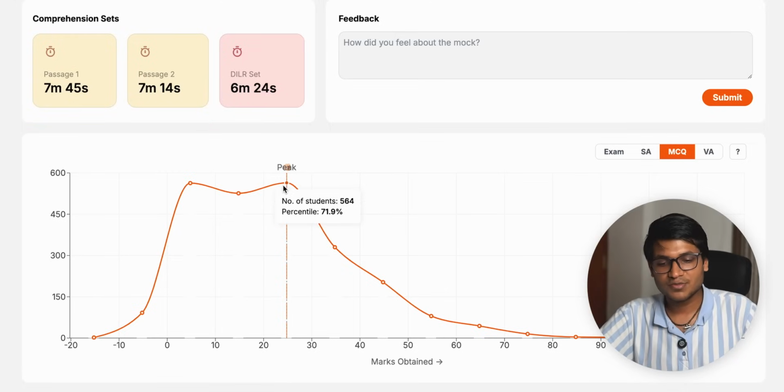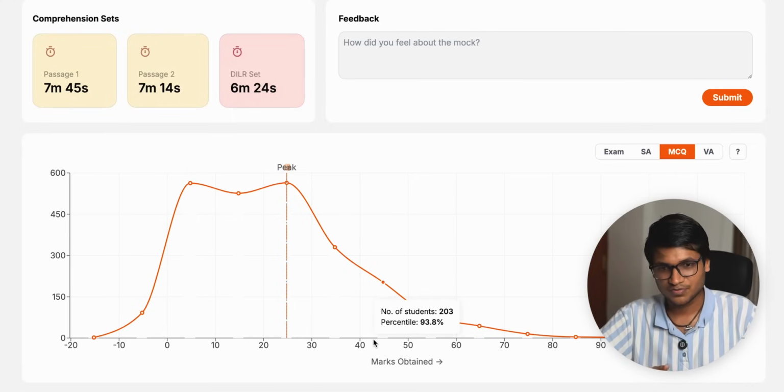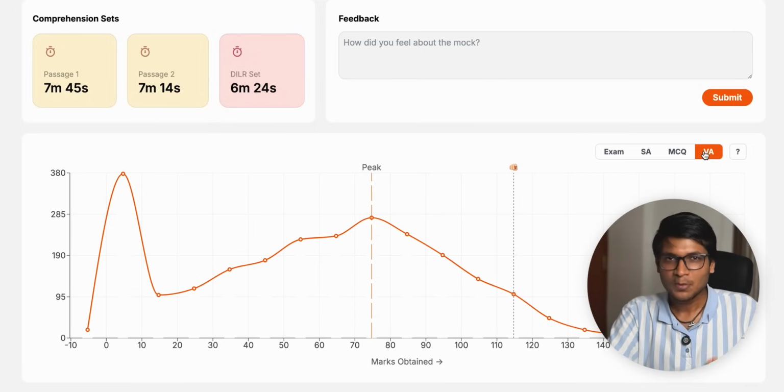Almost 71% of the people belong in the 20 to 30 category. So the cutoff of the MCQ section will lie between 30 to 40 most likely. And this is how you can understand and analyze if you're scoring good or not, because every mock is built with different difficulties.